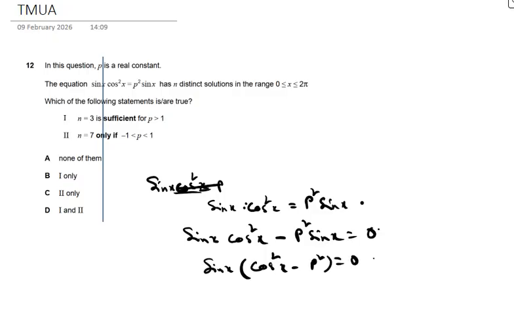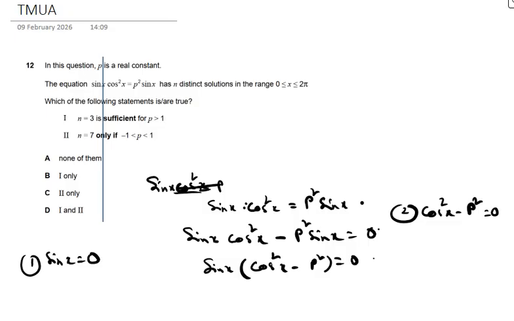Now this is a product equal to 0, and whenever we have a product equal to 0, we know either the first factor is 0 or the second factor is 0. So we now solve two simpler equations. First, sin x is equal to 0, and second, cos² x minus p² is equal to 0.